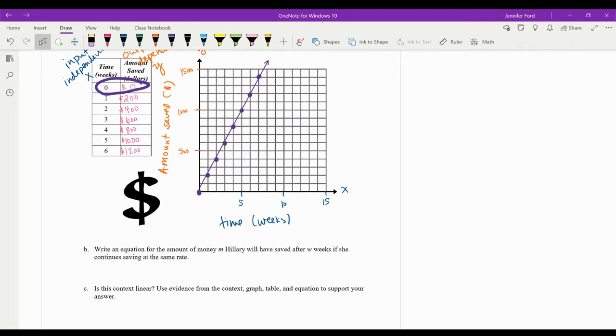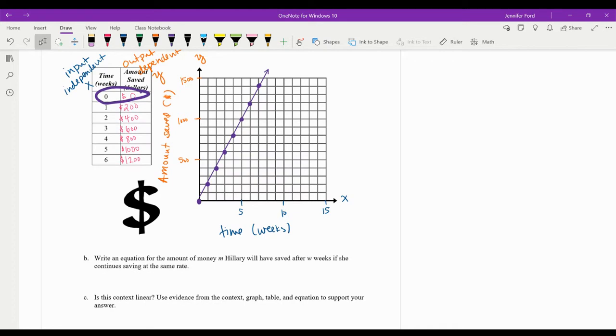Write an equation for the amount of money Hillary will have saved after W weeks if she continues saving at the same rate. Okay. So here, this curriculum wants you to use M and W. I don't know that I really care. And the money saved, we've called that Y. And the amount of time, we called that X. So you could say she saves $200 every week. So you could say M equals 200 times W, or you could say Y equals 200 times X. Both of those are the same. You just have to define, like, Y represents the amount of money saved and X represents the number of weeks.